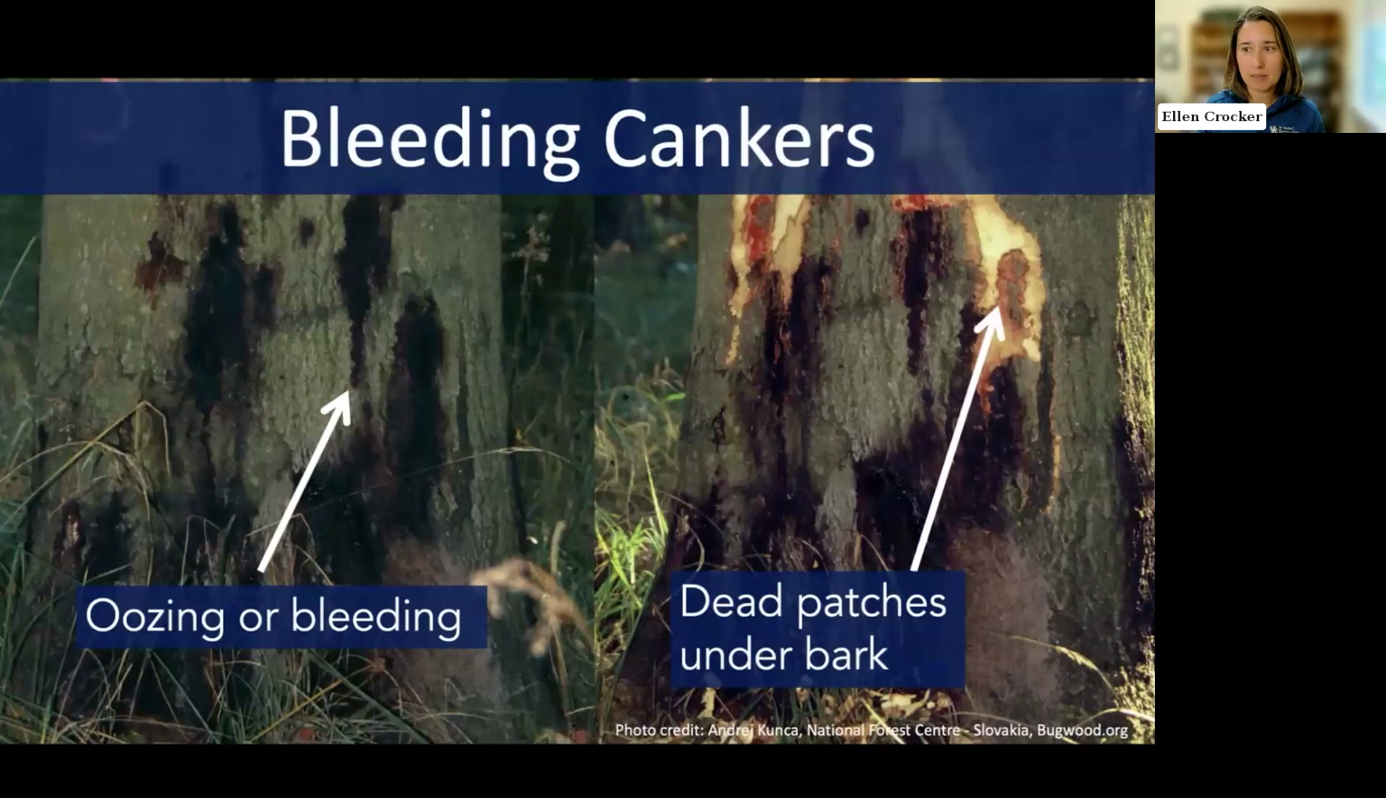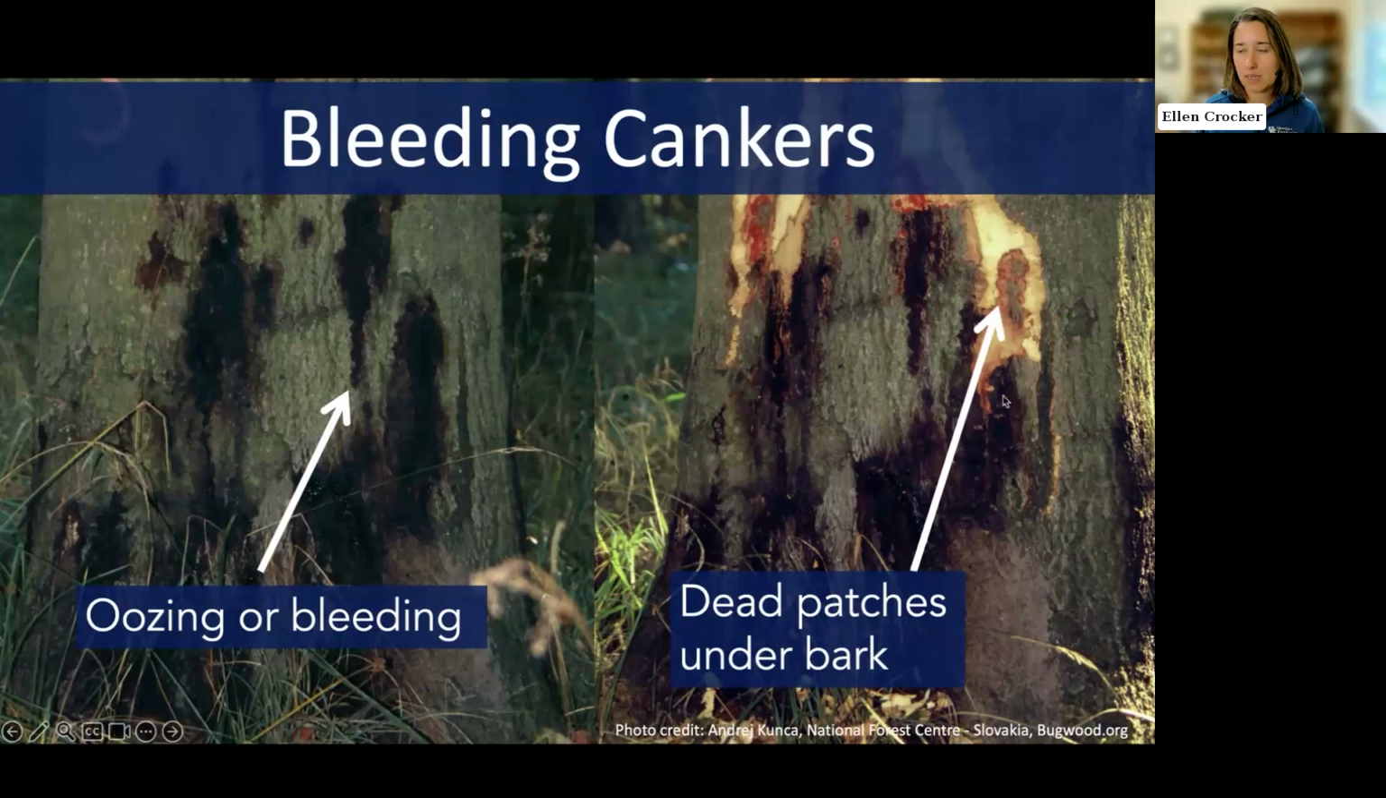Now, everything that we've been talking about up until now are some different types of cankers, but you can also see what are called bleeding cankers, oozing wet spots on the bark. And here's kind of what it might look like on the outside. But if you were to trim back the bark, what you would see are these dead patches under the bark, these dead patches of tissue.